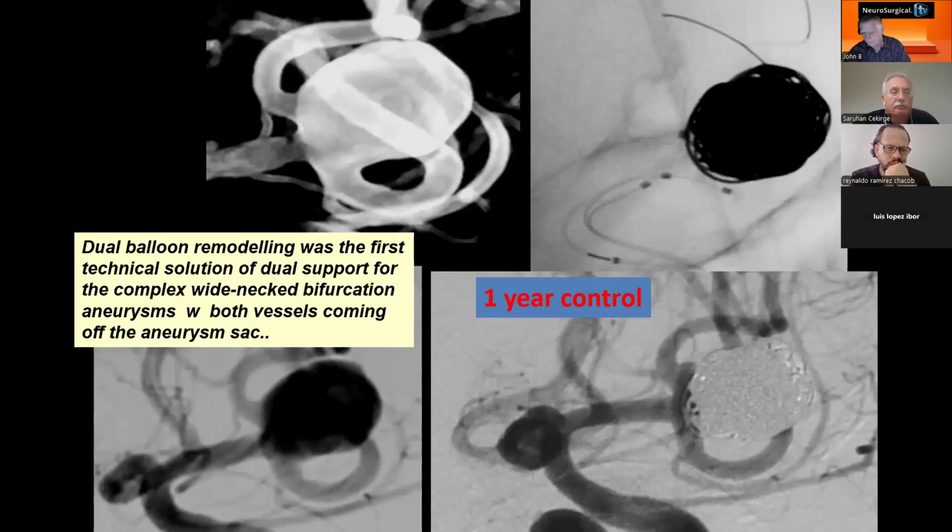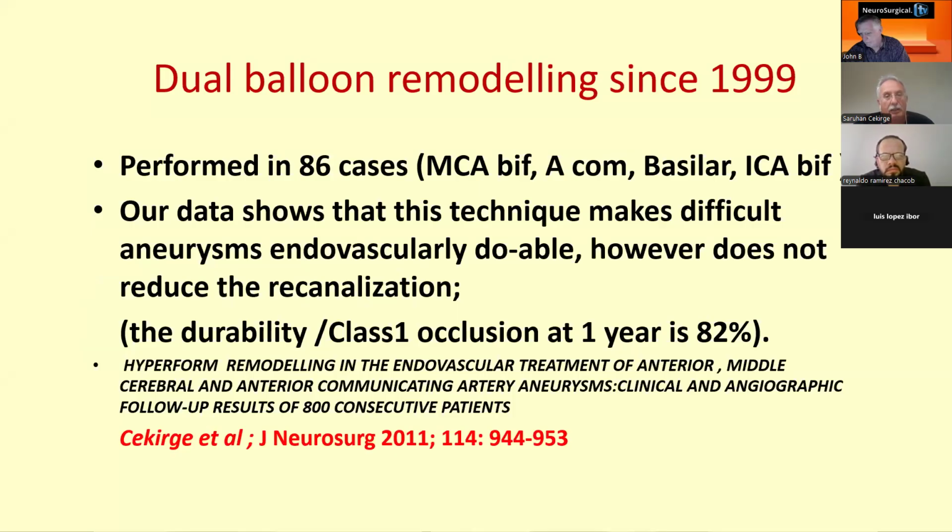Dual balloon remodeling was the first technical solution we started to do back in the early 2000s, with the introduction of high-performance balloons. Luis remembers these cases; he used to do this too. Mostly in unruptured aneurysms at that time, you can put two balloons to reconstruct the neck of the aneurysm with safe occlusion. However, the paper we did, along with many others, showed this doesn't change the durability. Since there was no stent, the durability was not significantly changed in terms of regrowth rates.